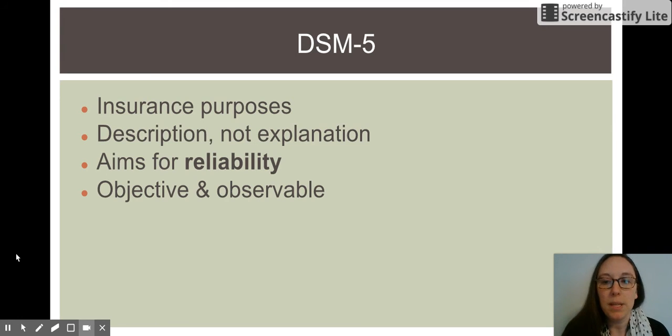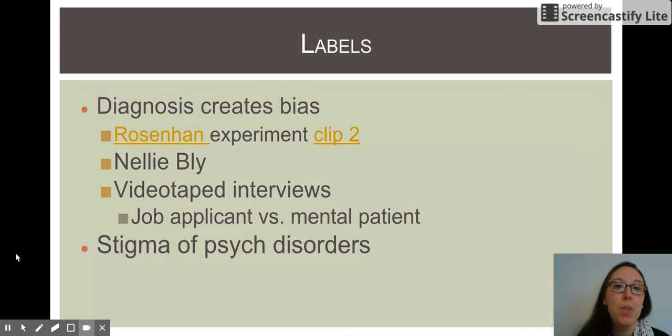The goal of something like the DSM-5 being structured in the way that it is that an individual should be able to go to a psychiatrist in New York, present their symptoms, receive a diagnosis, then go to a psychiatrist in Ohio or in Tennessee or in Hawaii, present the same symptoms, and receive the same diagnosis. So that's the goal of the DSM-5, and it tries to accomplish that by using these very objective, observable symptoms.